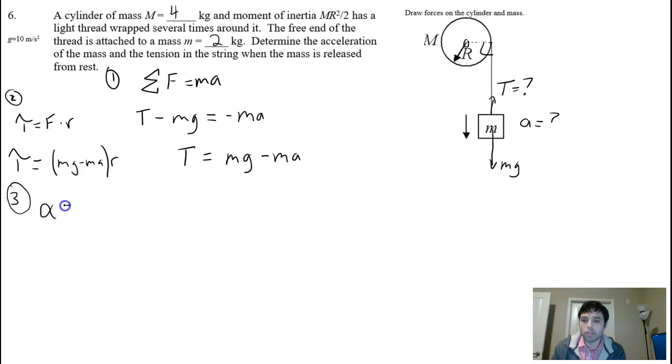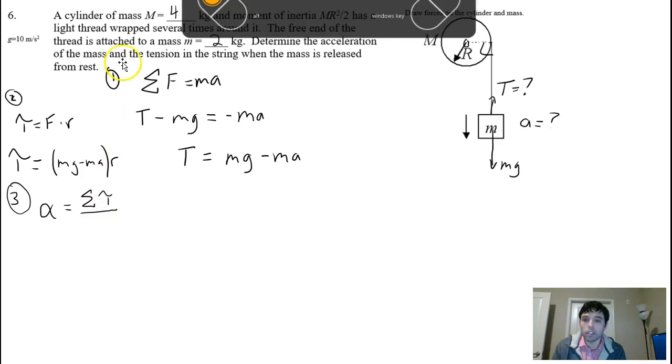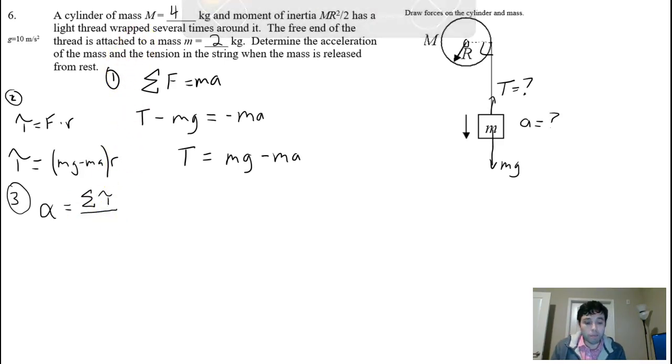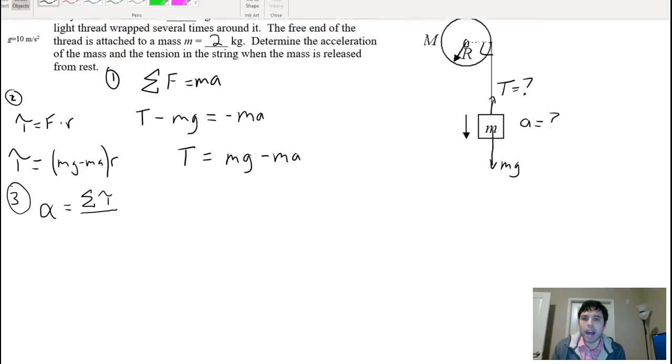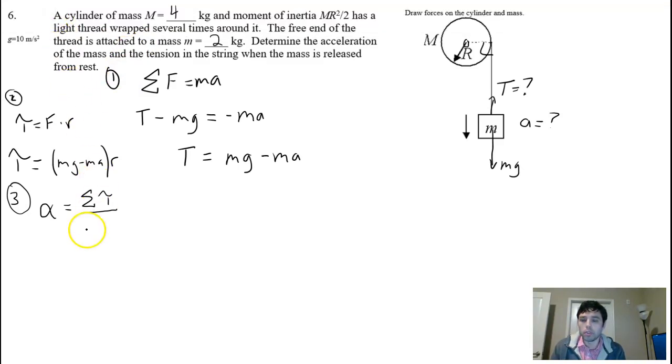Angular acceleration alpha equals the torque, the net torque, over the moment of inertia I, which the problem told us was mr squared over 2. So I'm not even going to write I, I'm going to write mr squared over 2 because that's what it says it is. And I'm going to do it this way, I'm going to do 1/2 mr squared. Same thing, right? 1/2 mr squared over 2 is the same thing. Okay.